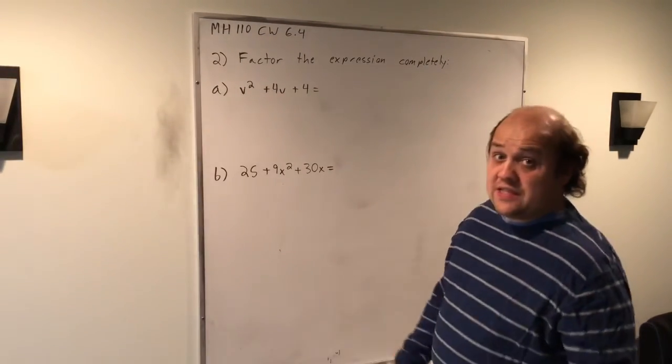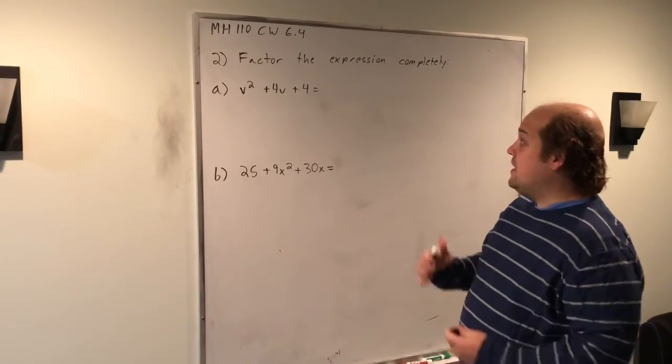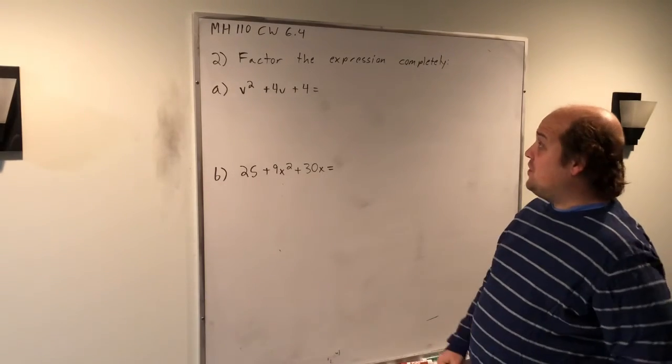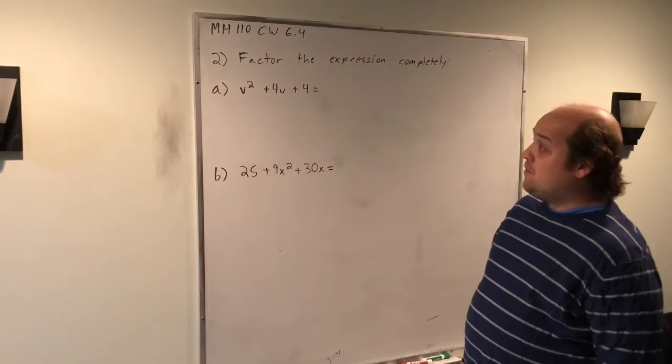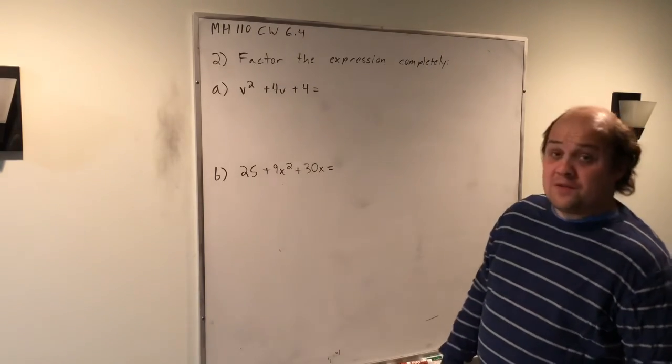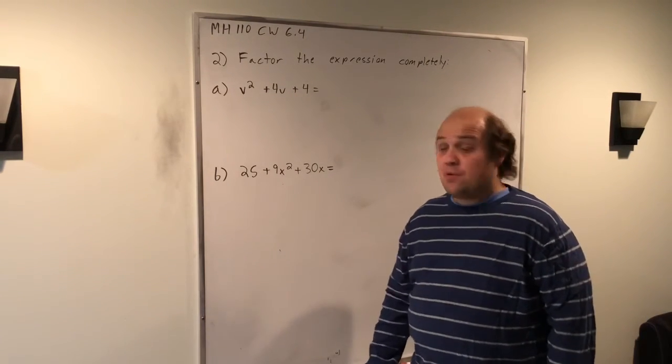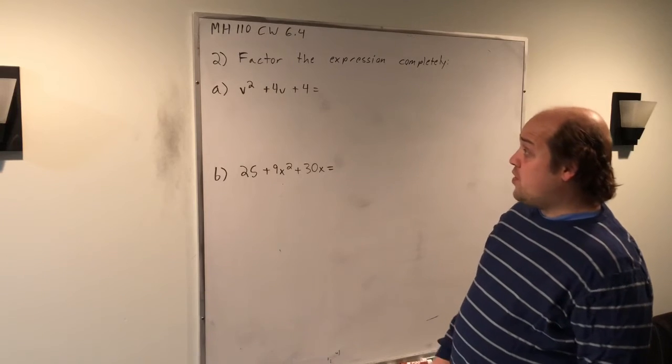These are pretty much the same type of problem as we just did. It's just a slightly different instruction. Factor the expression completely. So for this first one, v squared plus 4v plus 4. This is another example of one of those perfect square trinomials.